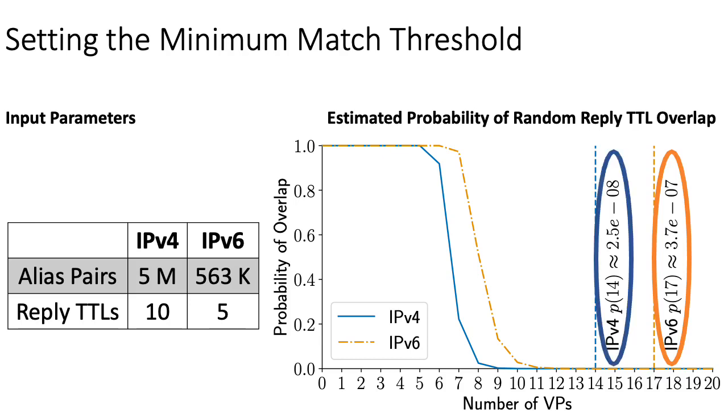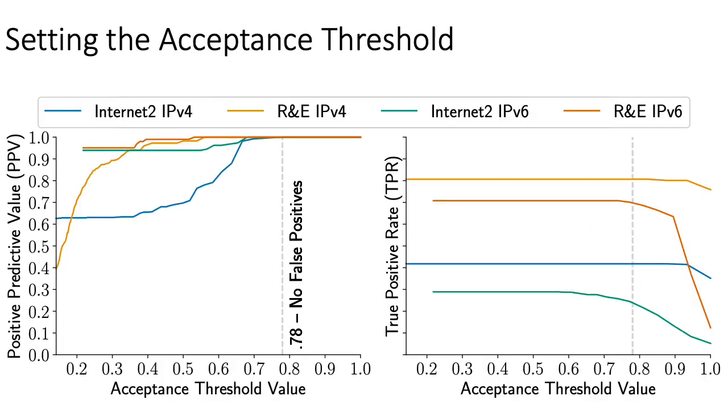So in IPv4, in order to keep an alias pair, at least 14 of the vantage points must receive matching reply TTLs for both addresses in the pair. While in IPv6, I need at least 17 of them to match. The next thing I did was set the acceptance threshold. For this experiment, I fixed the minimum match threshold to the values determined on the last slide, and then increased the acceptance threshold from 0.15 to 1 to examine the trade-off between precision and the true positive rate.